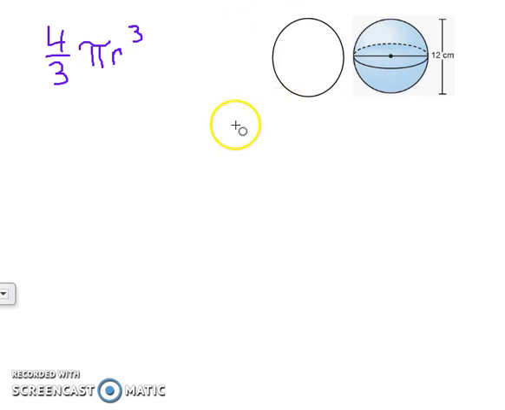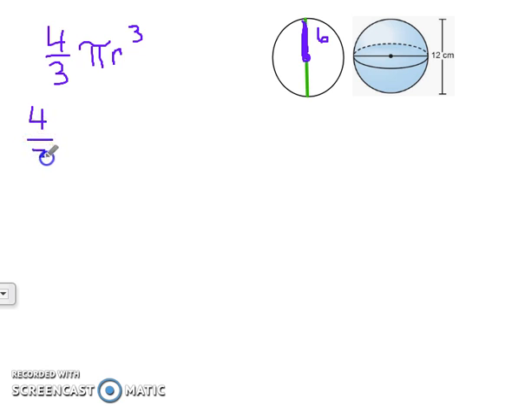So if we're looking at our height as 12, isn't that also the diameter? That's the diameter. So then all we have to think about is what is half of the diameter? That will be our radius. So half of 12 is 6. So I know my radius from here to here is 6. Now I can plug and chug. Okay, here we go.